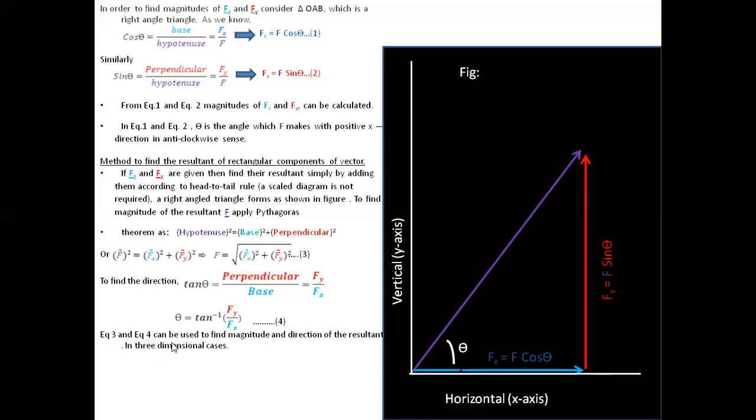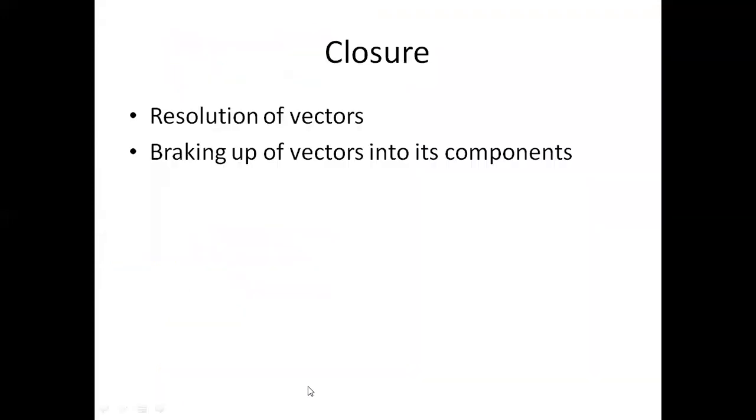Equation 3 and equation 4 can be used to find magnitude and direction of the resultant. Now, if these were only two-dimensional, x-axis and y-axis, what if there were three axes? If the z-axis was also involved, for that purpose, we have a formula F is equal to under root Fx square plus Fy square plus Fz square. So student, what we have learned today about the resolution of vector, the breaking up of vector into its components, is known as resolution of vector.